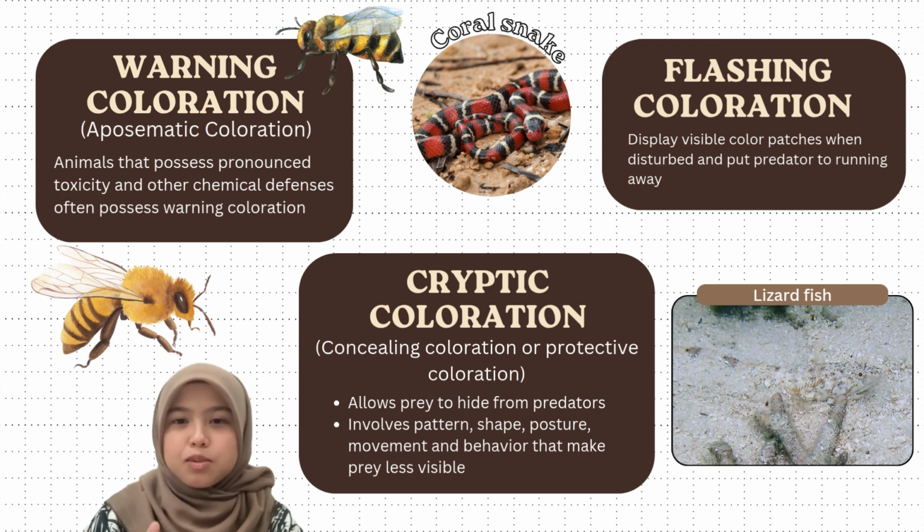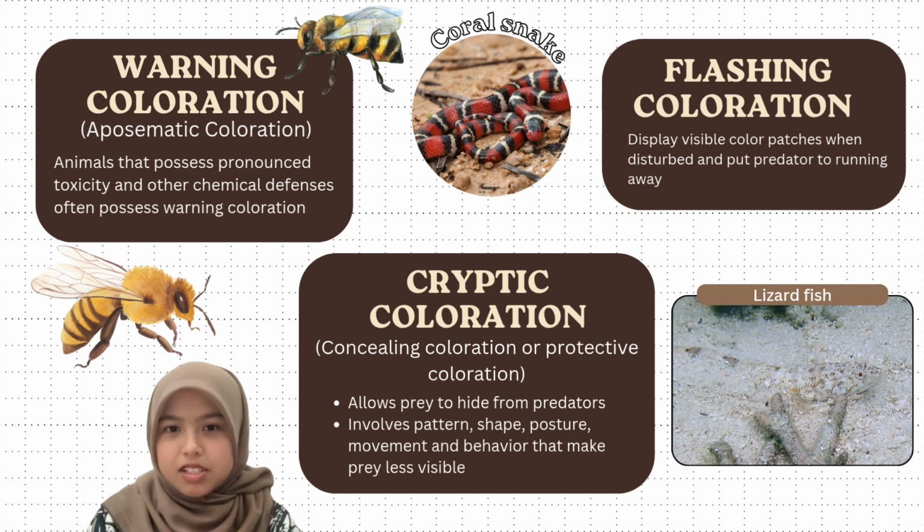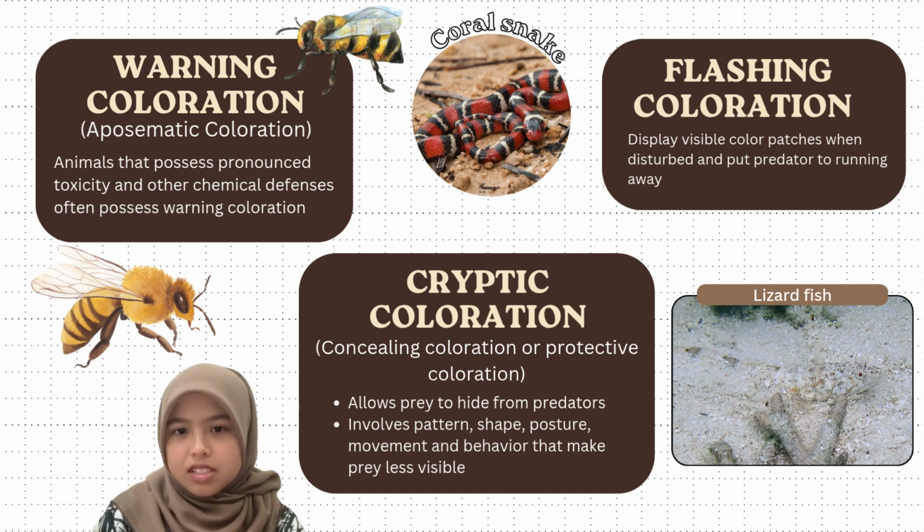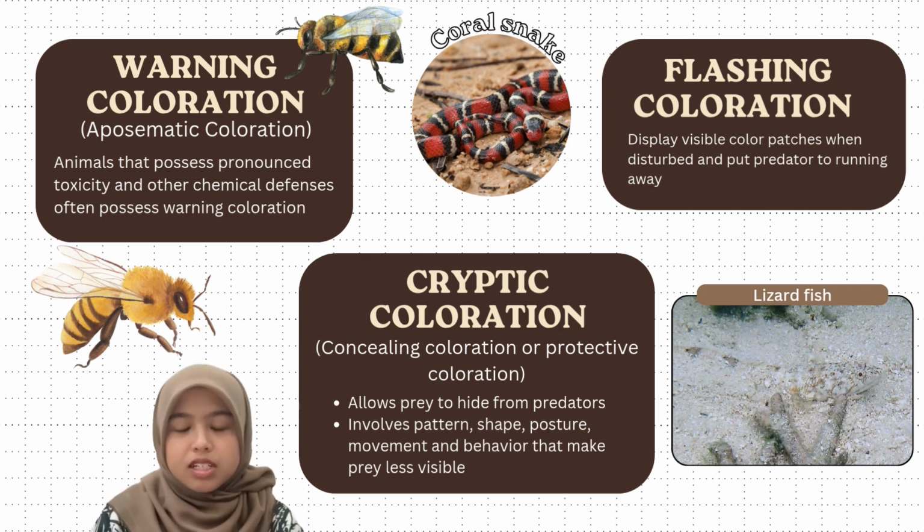Next is warning coloration. Animals that possess venom, toxicity, or another chemical defense often possess warning coloration. Usually they will have a color that is very bright and noticeable, or a bold design.